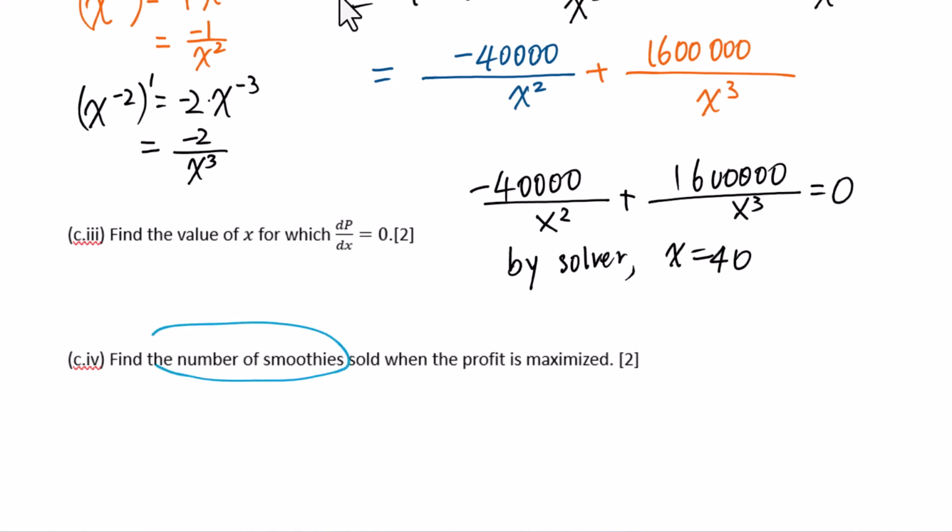C4. Find the number of smoothies sold when the profit is maximized. The number of smoothies sold n equals 40,000 over 40 squared equals 25.